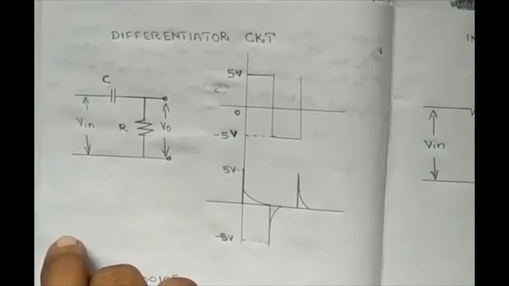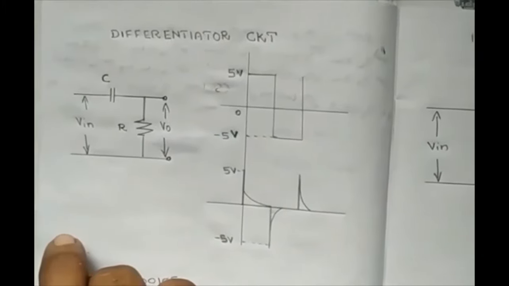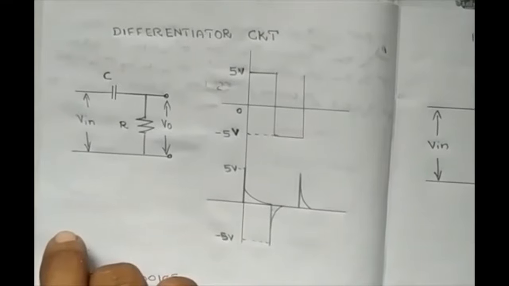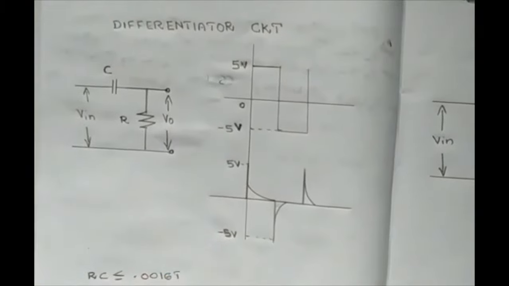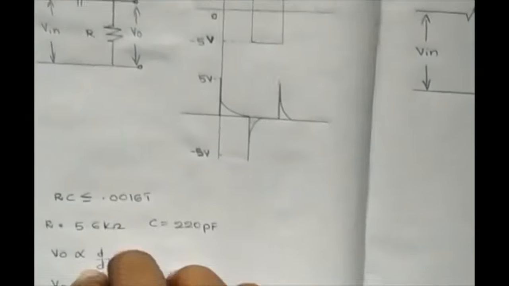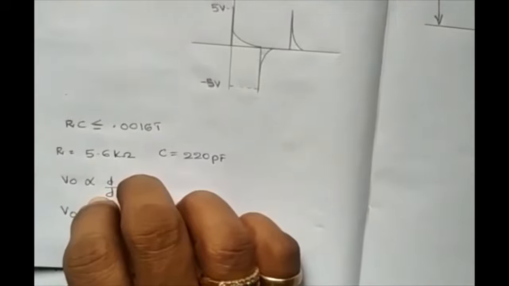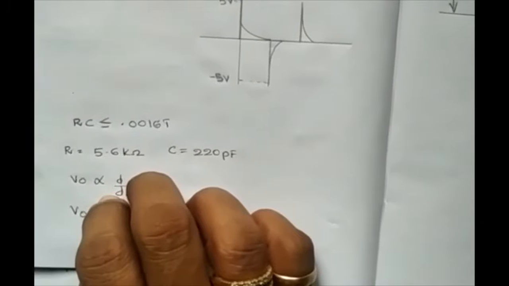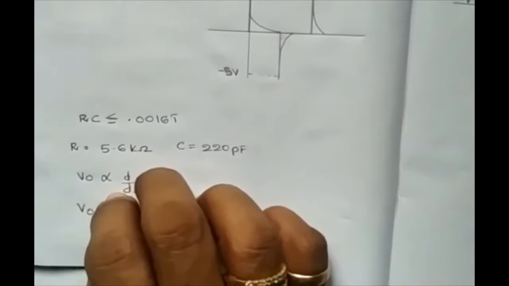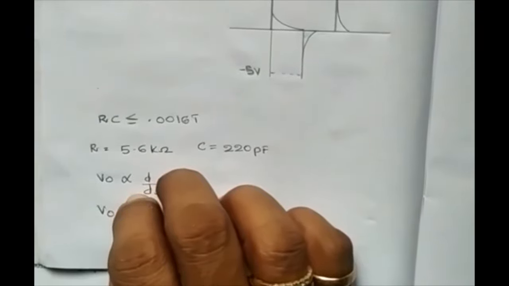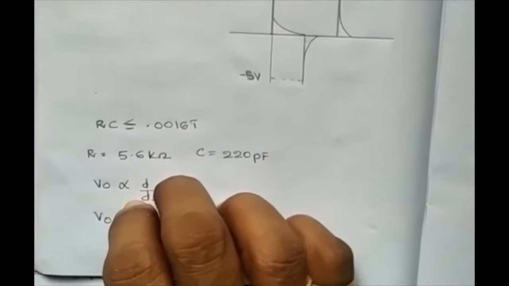To avoid loading, select resistance equal to 10 times the output impedance of the function generator. The output impedance is equal to 600 ohm. Therefore, R is equal to 6 kilo ohm. But 6 kilo ohm is not a standard value. Therefore, we use a 5.6K resistor.